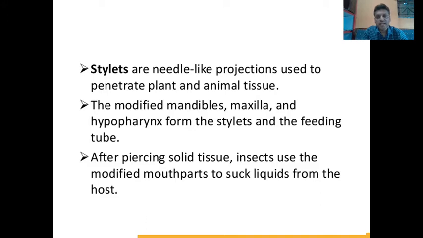Stylets are needle-like projections used to penetrate plant and animal tissues or host tissues. The modified mandibles, maxilla, and hypopharynx form the stylets, and it is called the feeding tube. After piercing solid tissue, insects use the modified mouth parts to suck the liquid from the host.